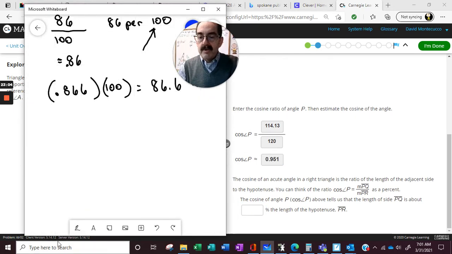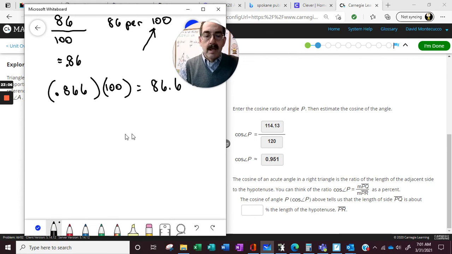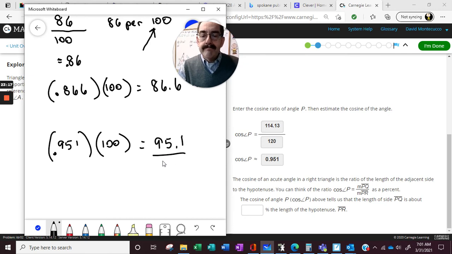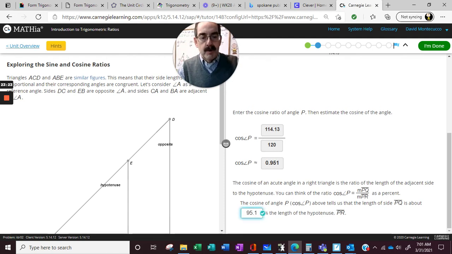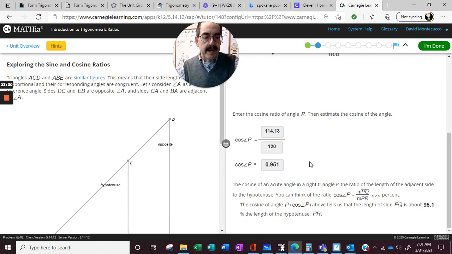Okay, now percent. In order to get percent, we take the 0.951 and we multiply by 100 to get 95.1. Okay? 95.1%. So, in a class, you guys can work together, move the decimal point over twice.